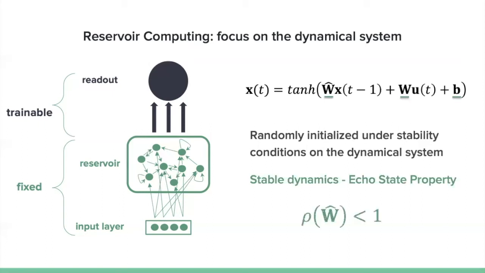So in practice, the whole complicated and time-consuming process of training the recurrent layer of the network is replaced by a very simple algebraic process of rescaling the spectral radius of the randomly initialized recurrent weight matrix W hat to a value smaller than 1.